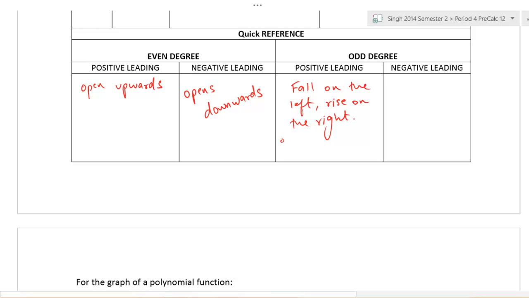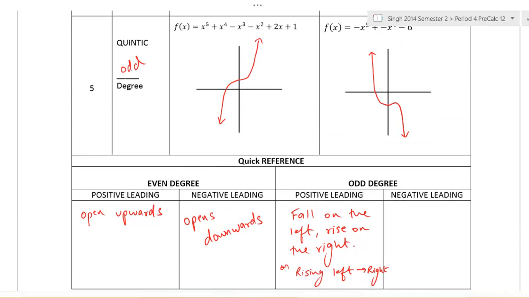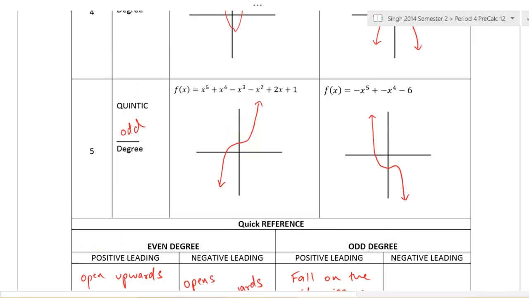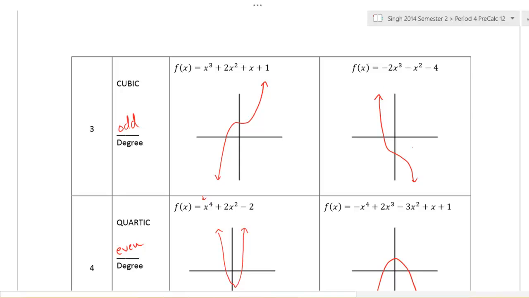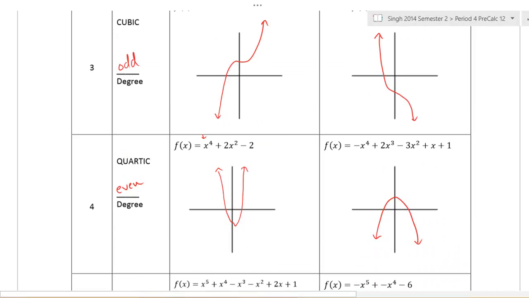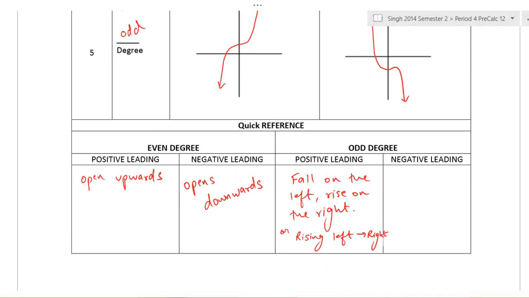Right? Or we can say rising from left to right. Similarly, with the negative leading coefficient, you'll see it's the other way around. They are rising on the left, falling on the right. So we'll go ahead and write that down.